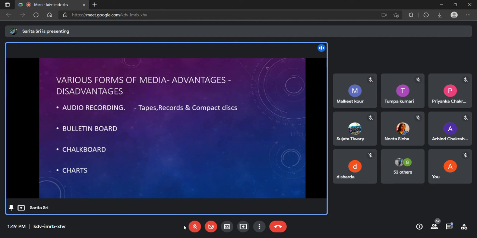Now, these are some of the forms of media, and I am going to discuss their advantages and disadvantages both. I have chosen only four important ones. Audio recording, examples like tape recording and compact discs, etc. Bulletin board, chalkboard, then charts.